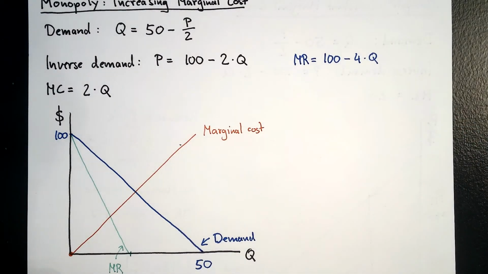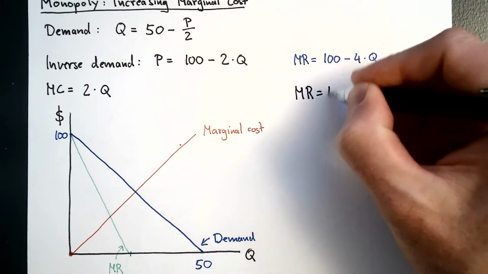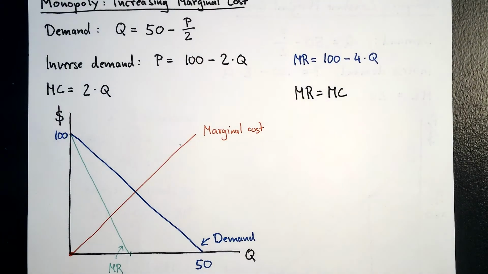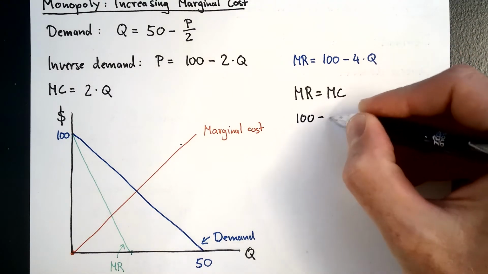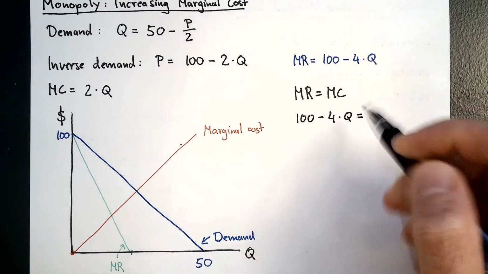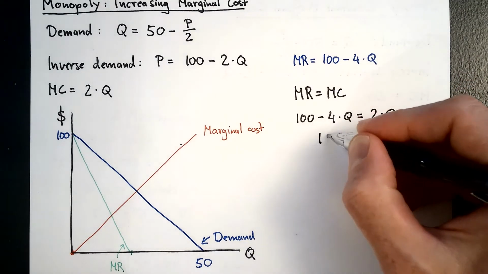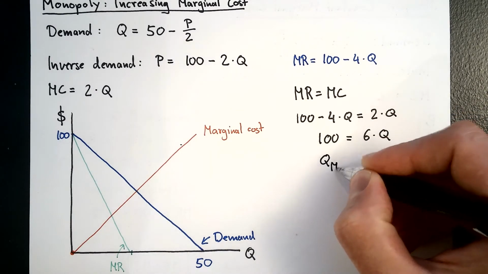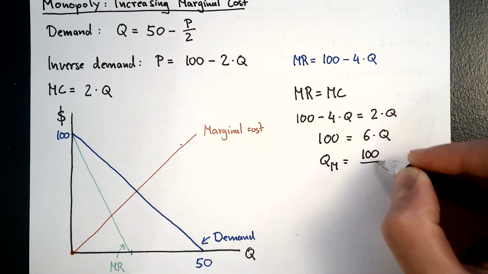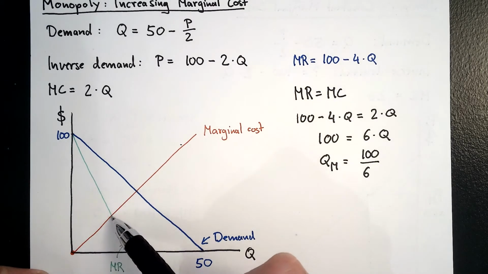Now, like before, the monopolist sets the marginal revenue equal to the marginal cost. So in this case, we have 100 minus 4 times Q equals the marginal cost, which is 2 times Q. Solving this leads to 100 equals 6 times Q, or the monopoly quantity is equal to 100 divided by 6. So in this case, we have the marginal revenue equals the marginal cost.